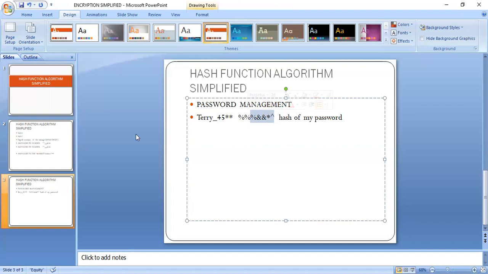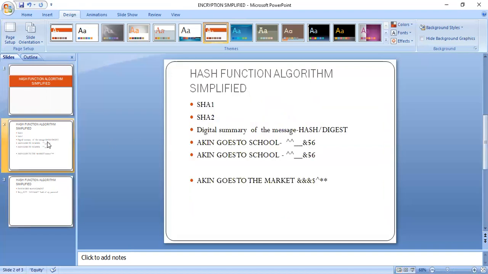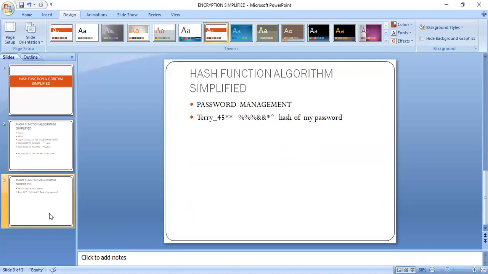I've said it before, it is used to determine integrity of messages, and it is also used in password management to ensure the security of the password. So you don't store passwords just as people type them because of the possibility that the file can be compromised. You store the passwords as hashes to improve the security of the password management system.